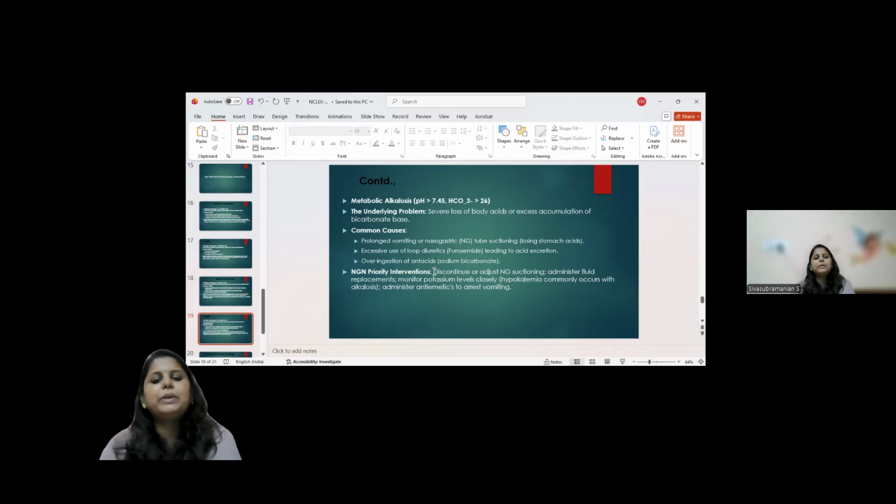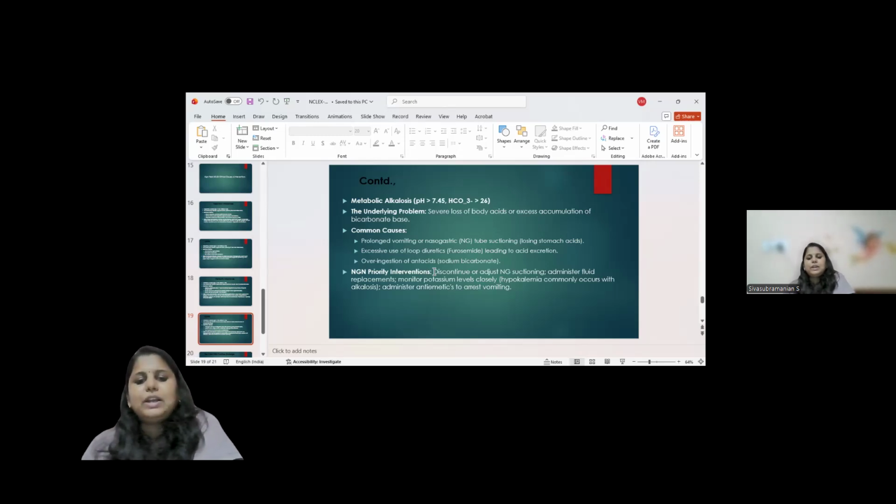For NCLEX priority interventions, first we have to discontinue or adjust the NG suctioning in case of NG tube suctioning, since the patient is losing too much acid from the stomach. We have to administer fluid replacement and look closely at the potassium values in case of hypokalemia, as it commonly occurs with alkalosis. Then we have to treat the patient with an antiemetic in case of vomiting. Based on the symptoms, we have to prioritize our nursing interventions.